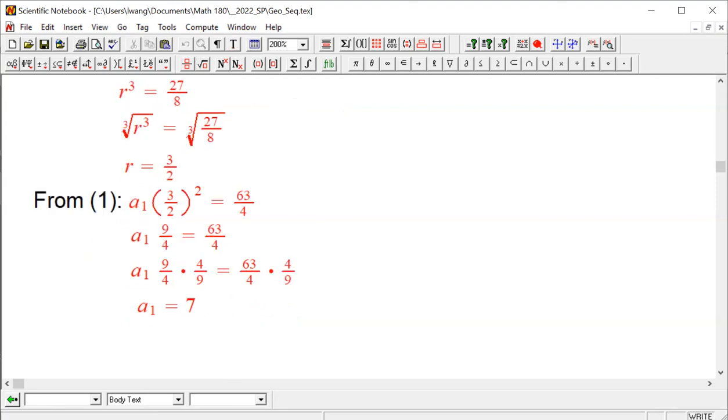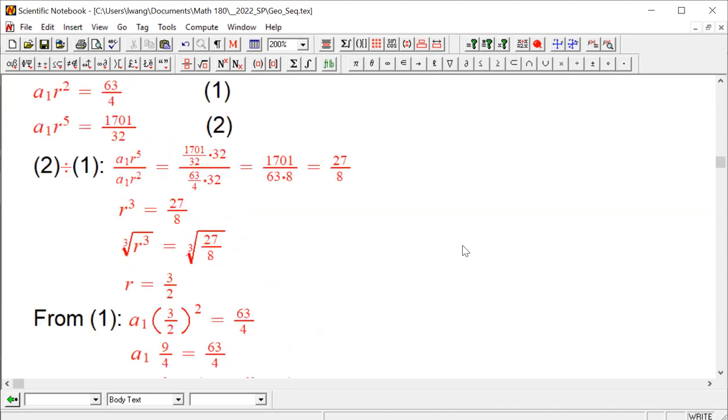Okay, so now we got the general term. By our formula, the general term is a sub n equals a sub 1 times r raised to the power of the index minus 1. And a sub 1 is 7, and the r is 3/2.